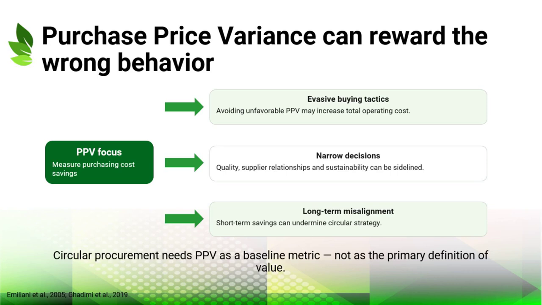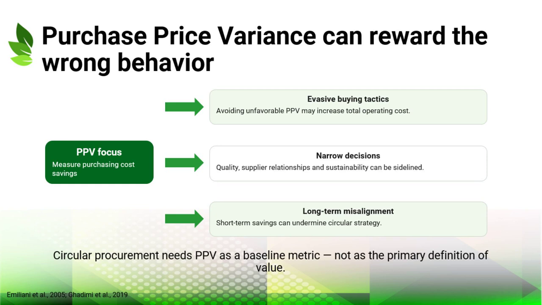Purchase price variance, or PPV, compares actual purchasing prices with expected or standard prices. In conventional procurement, favorable PPV can signal savings. The chapter explains why this can become misleading in a circular supply chain. If buyers are rewarded mainly for avoiding unfavorable PPV, they may choose cheaper inputs, delay decisions, or use evasive purchasing tactics that raise total operating costs.